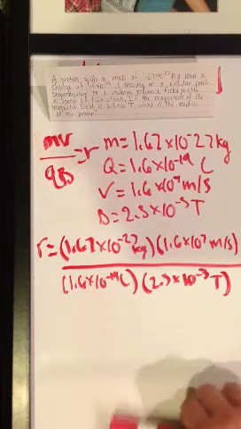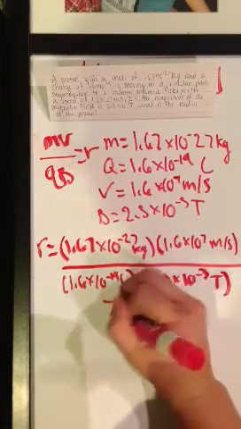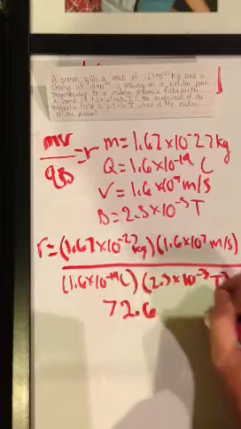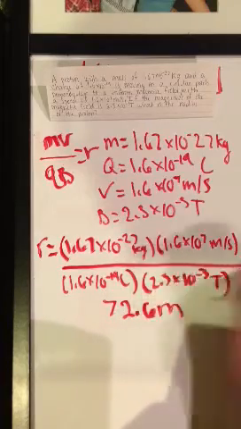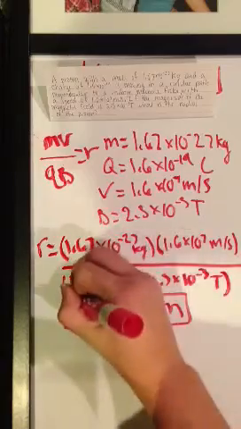When we do all of this, we get 72.6 meters. And there is the radius of the proton.